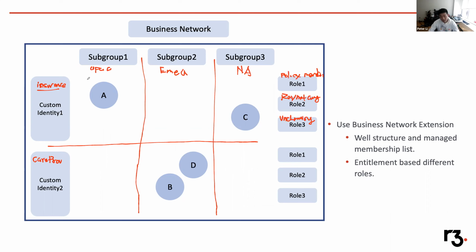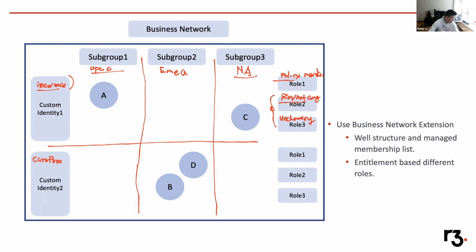So now let's look at node A. Node A sits in the APAC group, and it's an insurance company, and node A is both a policy maker and a payment company. So node A will handle payment and policy making at the same time. And if we look at node C, it sits in the North America group, and it's an insurance company. What node C can do is pay, and at the same time, it can underwrite.